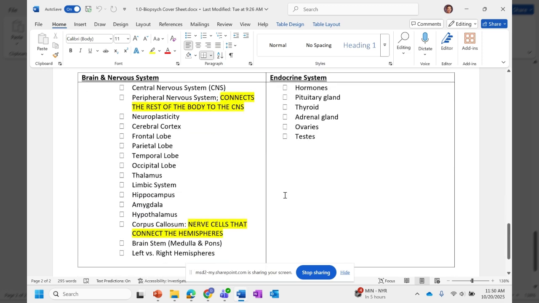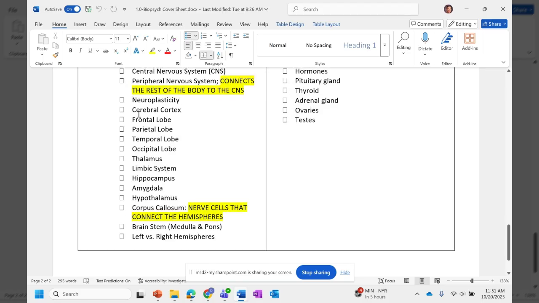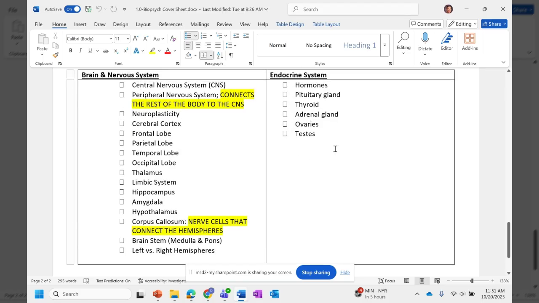And let's see, what else we have? Yeah, these are the terms. So you've got to make sure that you know what these are, and that if you saw them in a question, you know what its function is and where it is. That's a key thing, like whereabouts in the brain is it located?